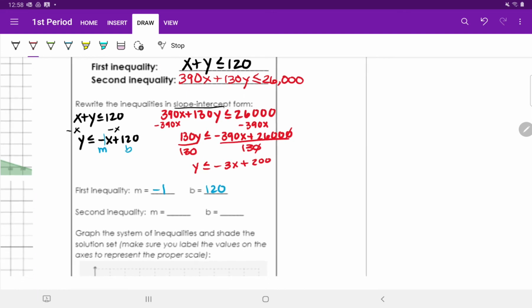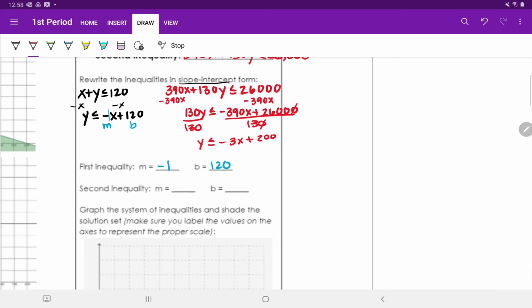I don't happen to have a calculator on me, so I'm trying to do these in my head. Okay, so now we know our m and our b of our second inequality. That's -3 and 200 respectively. Time to draw.